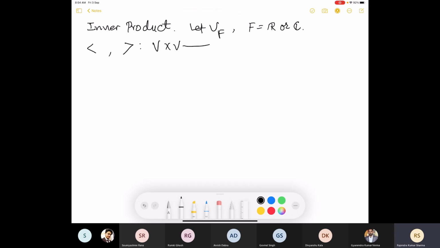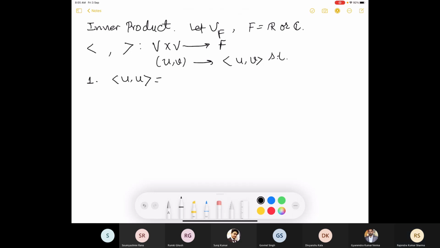from V cross V to F, such that UV going to the image is denoted by this type of bracket. If I have to rewrite, let us take that U comma U is greater or equal to 0, and U comma U is 0 if and only if U is 0.